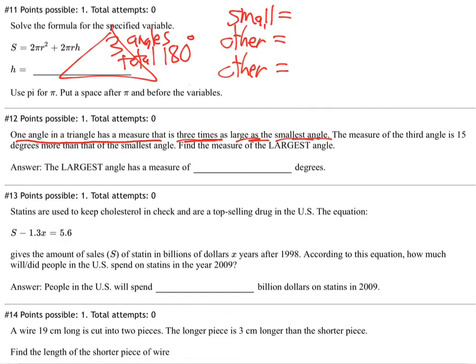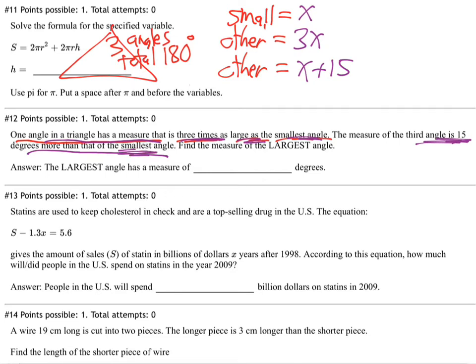Okay, let's get back to the words here. One angle is 3 times as large as the smallest. So if x is the smallest, then one of the other ones is 3x. And the third angle is 15 degrees more than the smallest, x plus 15. Is that making sense? So the smallest is x. One of the other ones is 3 times that. And then the other one is 15 more than that. It wouldn't be 3x plus 15? No, it's just 15 more than the smallest. Exactly.